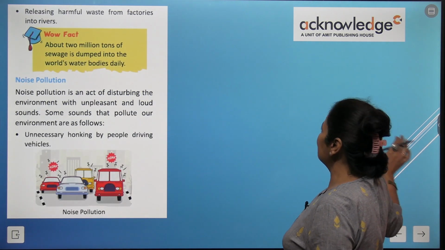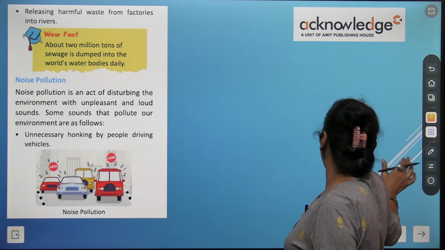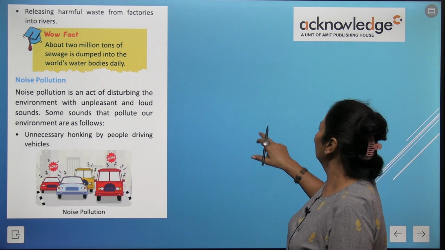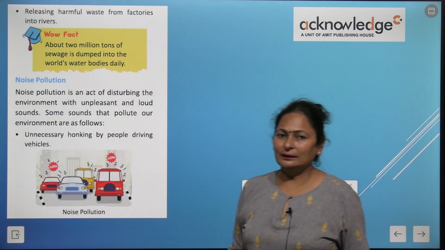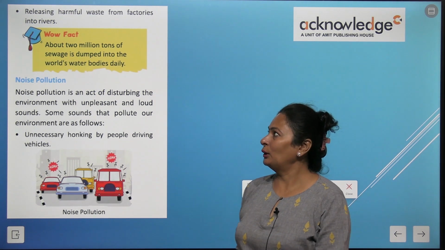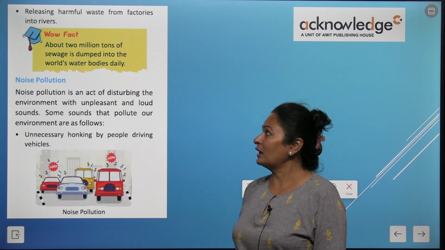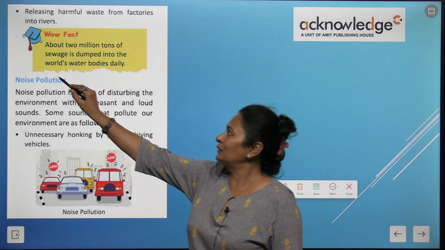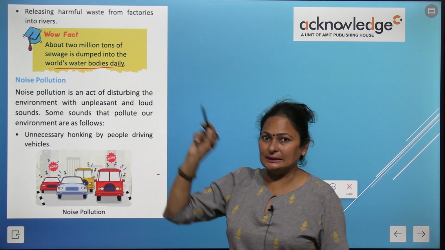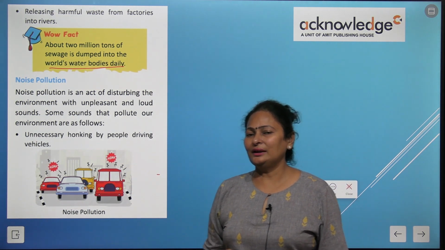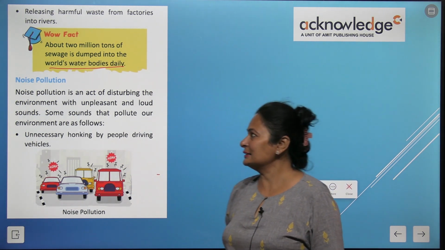Now next, releasing harmful waste from factories into rivers is again leading to pollution. Now, perfect. About 2 million tons of sewage is dumped into the world's water bodies daily. These are very dangerous numbers, yes.